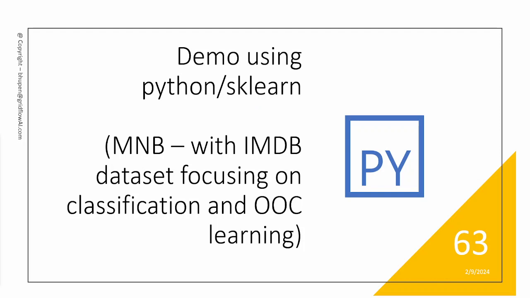I'm going to show you a Python example here with the IMDb dataset, and I'll demonstrate how it's going to be working with multinomial naive Bayes.